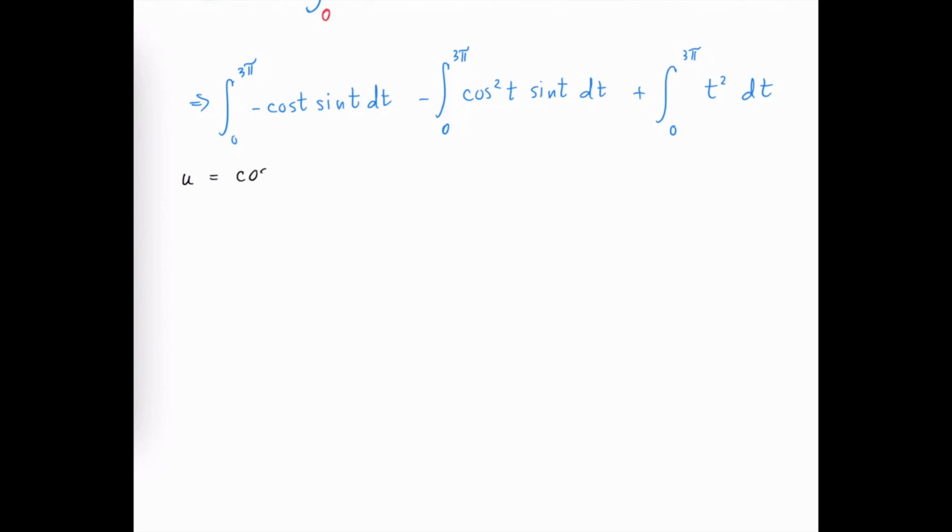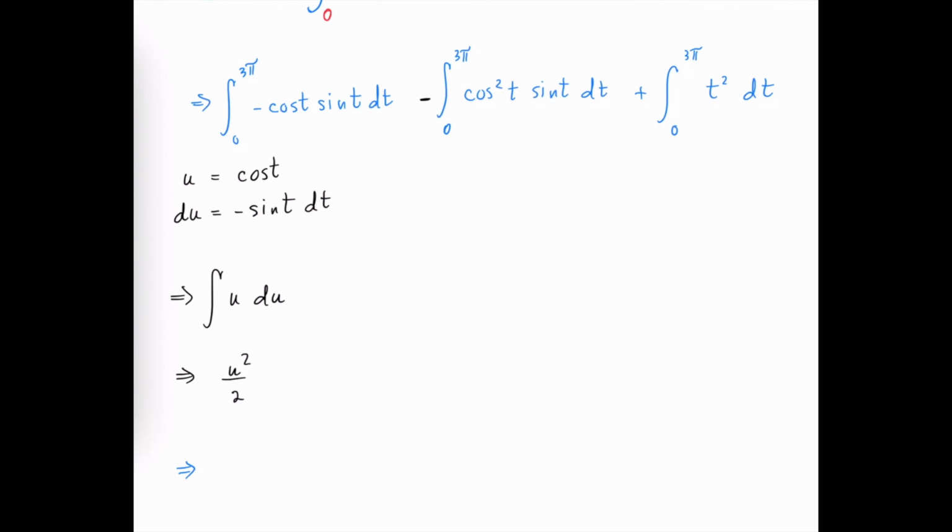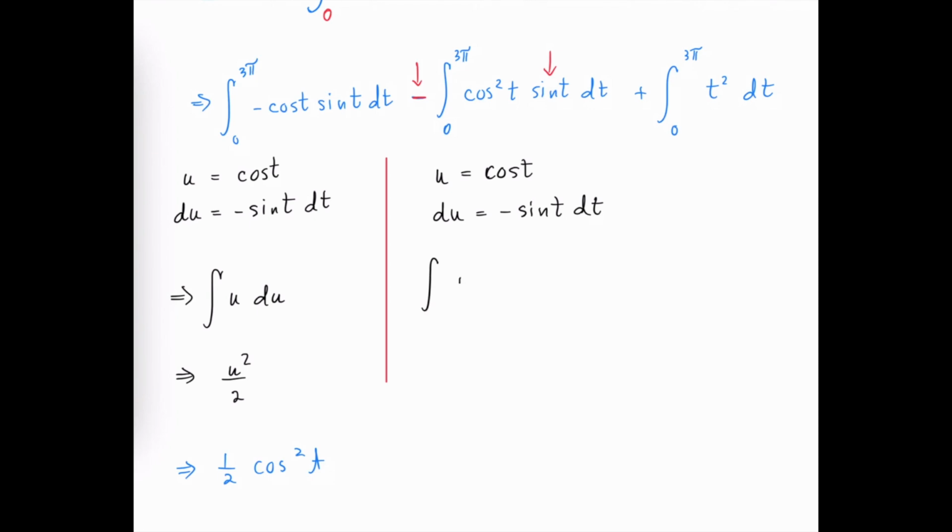Here let's let u equal cos t, so that du is minus sine t dt. So this integral becomes u du, whose antiderivative is u squared over 2. And when we convert back to t, we end up with 1/2 cos squared t. Let's do the same thing with this middle integral. Again, we'll let u equal cos t, so that du is negative sine t dt. This negative out here becomes part of our du substitution, and we end up with the integral of u squared du, whose antiderivative is 1/3 u cubed. And so when we take that back to t, we'll be adding 1/3 cosine cubed t.